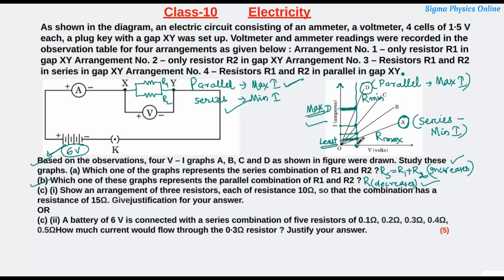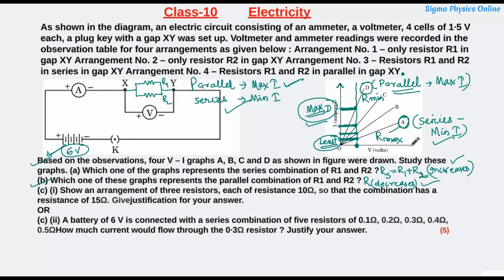So all you have to do is, at a particular voltage, draw a line which cuts all these four slopes and then draw perpendiculars from these junction points onto the current axis. The line which shows the maximum value of current will be the one which has the minimum value of resistance, and that combination would be the parallel combination, and the line which shows the minimum value of current is the series combination because it has the maximum value of resistance.